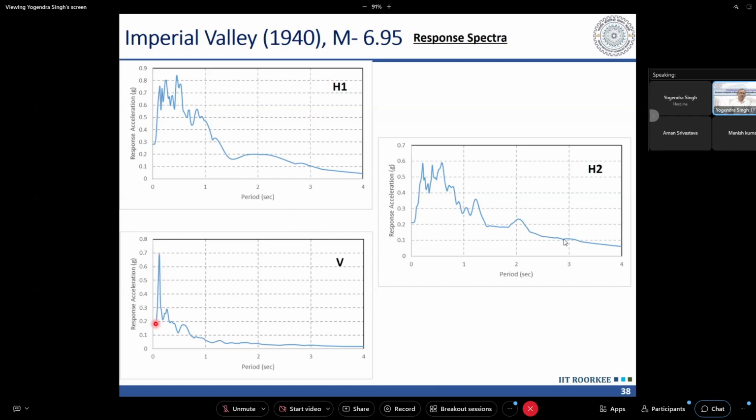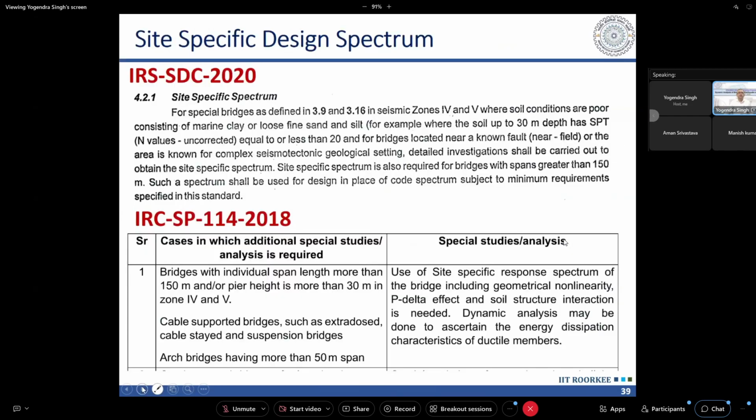And the shape of the response spectrum in the vertical direction is very different. It is different from H1 and H2. Currently, our code says that in the vertical direction, we can take the shape of the response spectrum simply 2 by 3, 2 by 3rd of the horizontal. But if you look at this shape, the vertical direction response spectrum is very different. And it is having a higher peak in shorter period. That means in the high frequency range, we are getting high amplitude, whereas in the horizontal direction, the predominant frequency band is in the longer period range or lower frequency range.